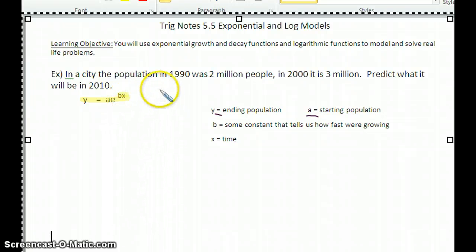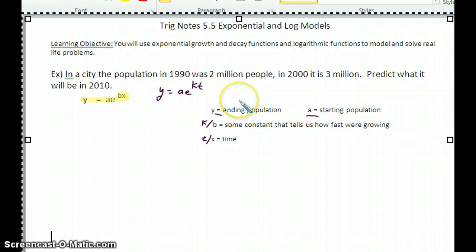Now you may also see the equation written this way, y equals a e to the kt, where k is also standing for your growth rate and t would be your time. So sometimes you may see it written as a e raised to the kt or a e raised to the bx. Again, b and k stand for growth or decay, and x and t stand for time. So it's going to be important that we identify what we know so we can figure out what it is that we don't know and then use that to help us find what our answer is.